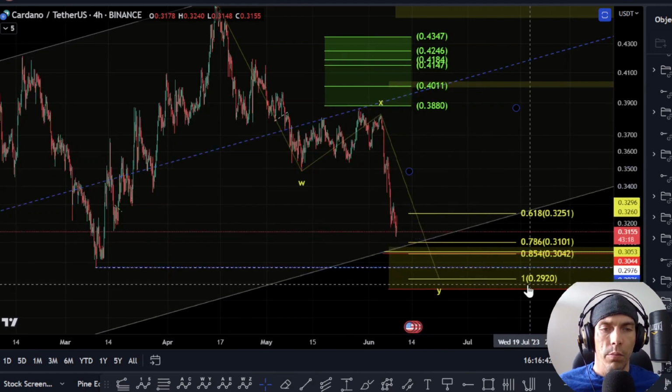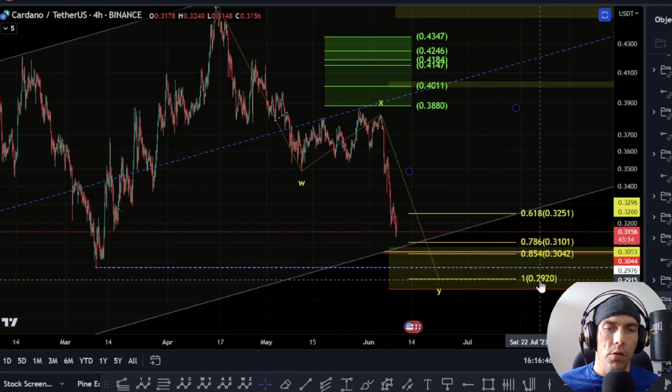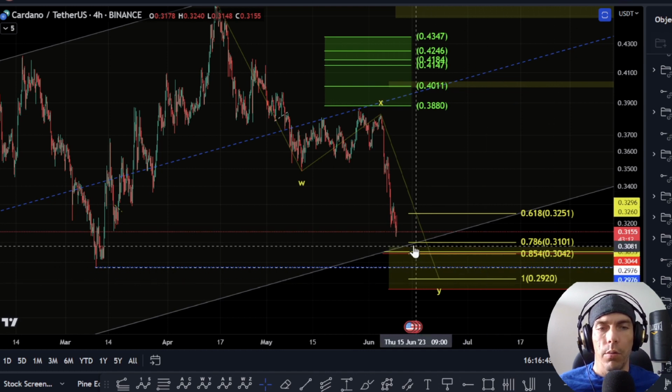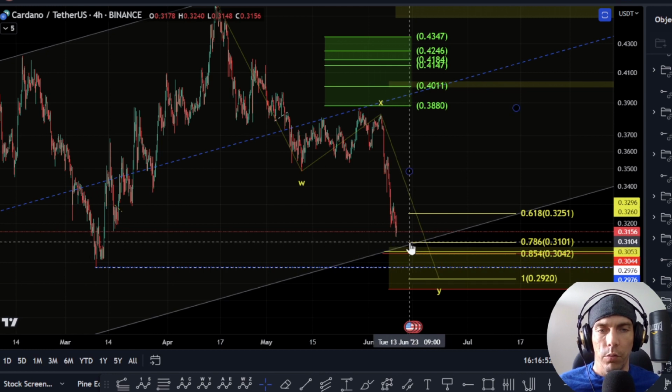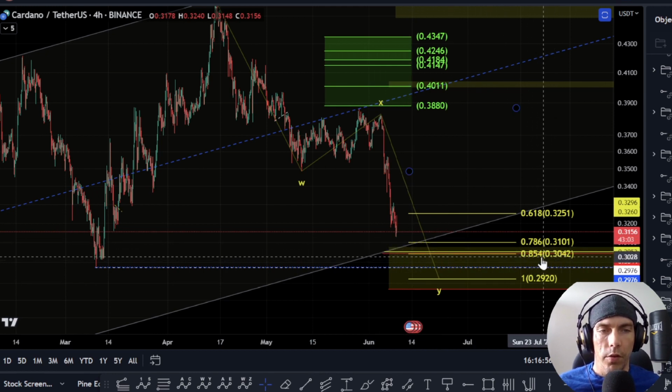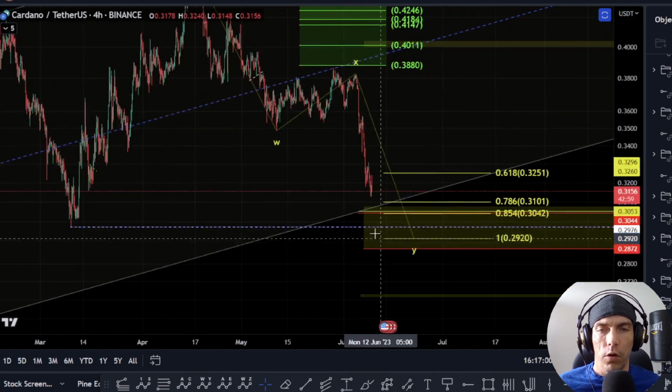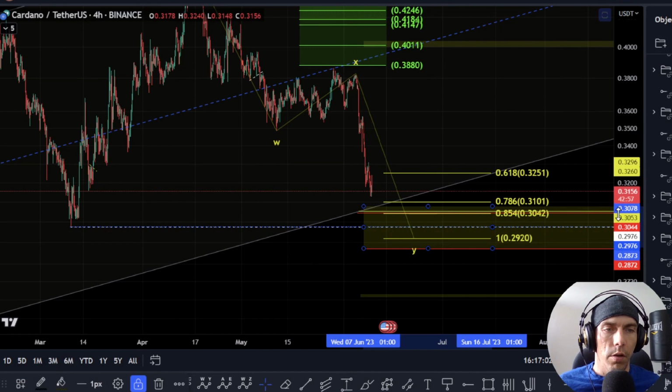Now, the Y wave can potentially look to come down here towards this 1-to-1, which would actually be here at this 0.2920. We have, however, come down past this 0.618. So some other areas of interest here would be this 786 sitting at this 3101, the 854 sitting here towards this 30 cent 40. Now we do have this target box over here between this area of this 30 cent 78 to this lower range here of this 28.73.